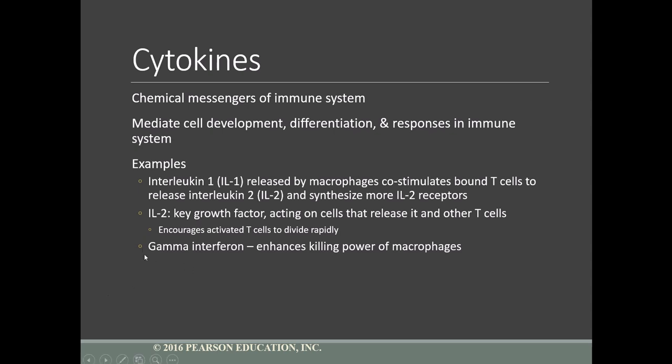Another example is gamma interferon. It is released by T cells, helper T cells, and binds onto macrophages and makes them better able to phagocytize pathogens. So that's all that cytokines are, just little chemical messengers, and how parts of the immune system talk to other cells of the immune system.